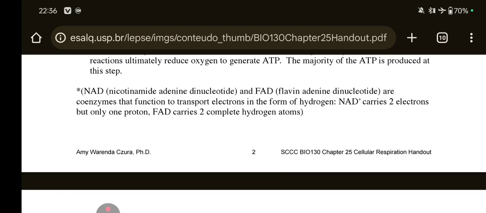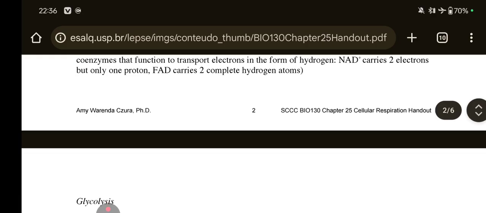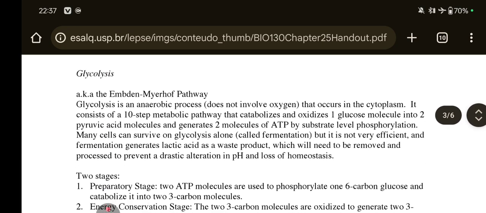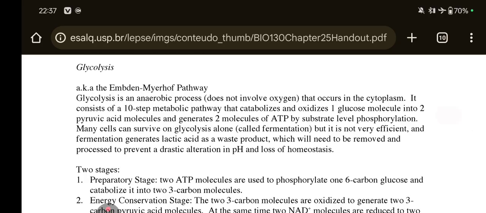NAD, nicotinamide adenine dinucleotide, and FAD, flavin adenine dinucleotide, are coenzymes that function to transport electrons in the form of hydrogen. NAD positive carries 2 electrons but only 1 proton. FAD carries 2 complete hydrogen atoms. Glycolysis, also known as the Embden-Meyerhof pathway.